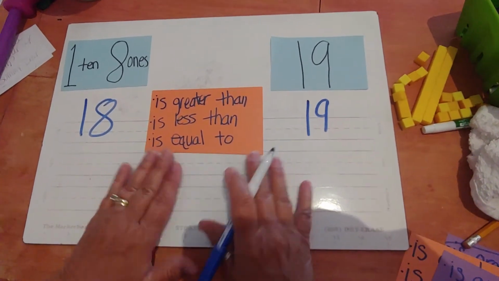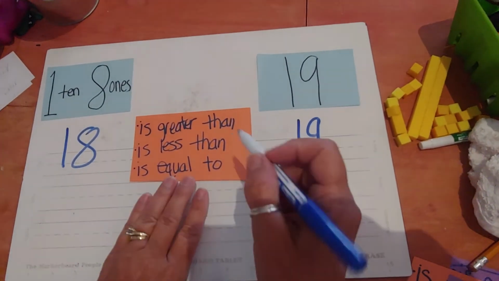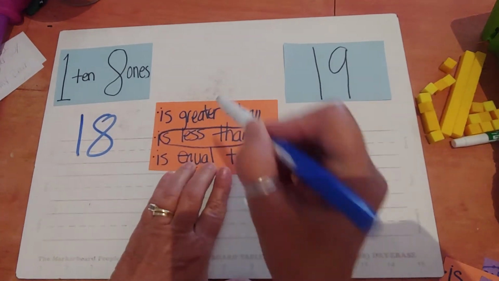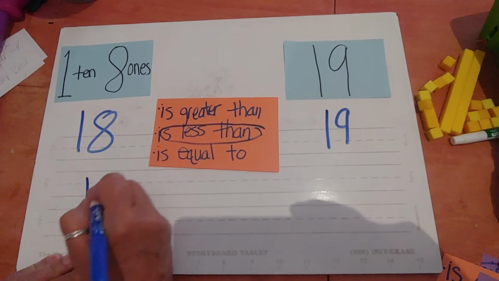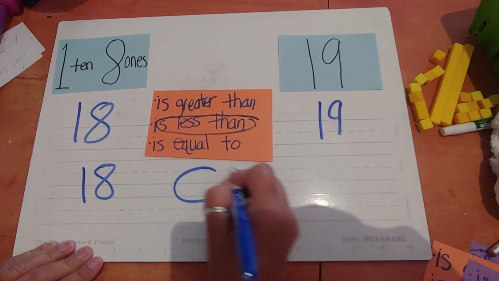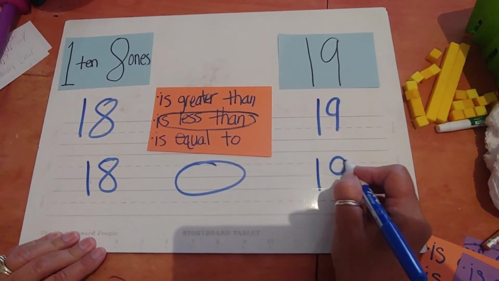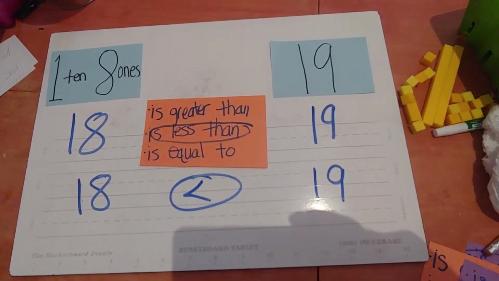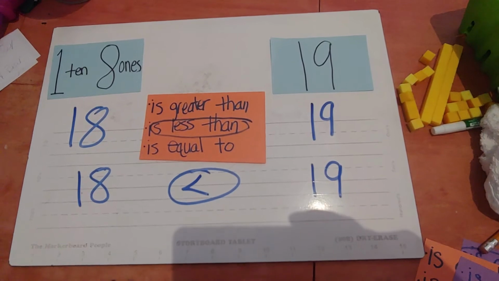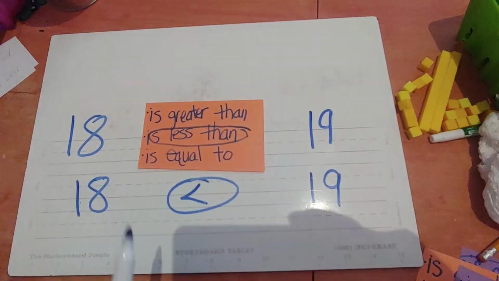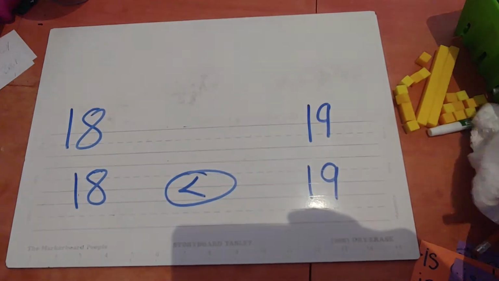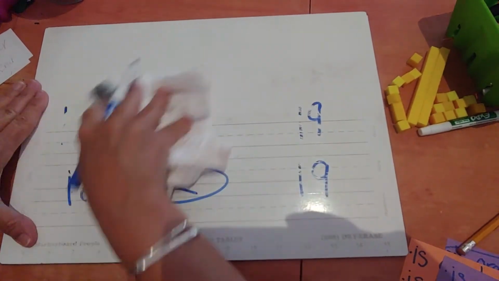What do you think? I think you're right. I think you're pretty smart. 18 is less than 19. So we can write our bubble and we can fill it in. And we can say 18 is less than 19. Way more fun to do it that way than just doing it on the piece of paper. We'll do one more.